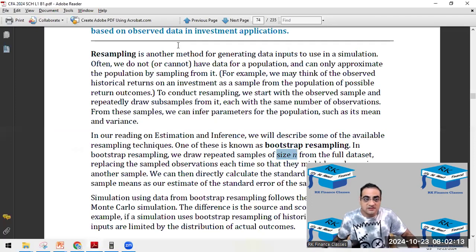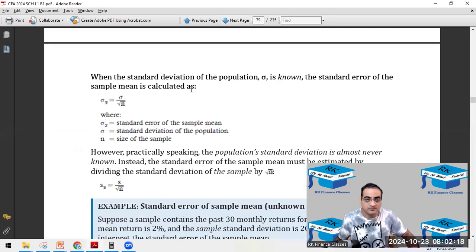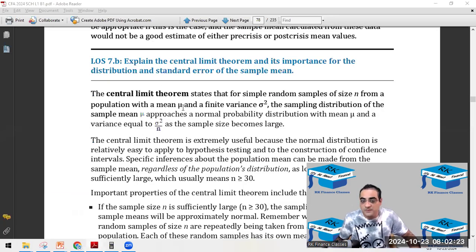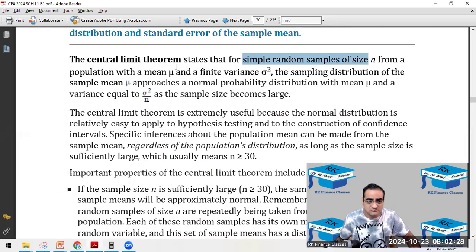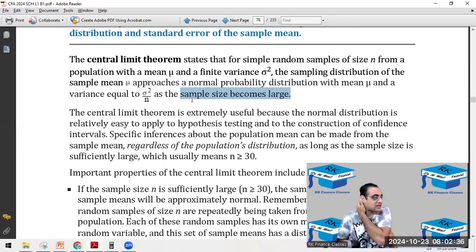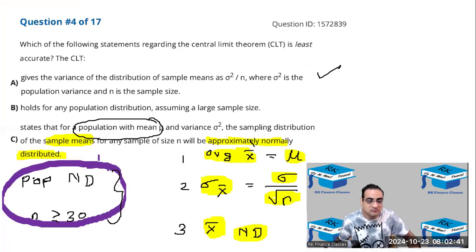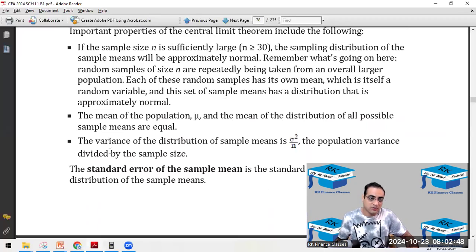Let's go and see where it was. So this was the central limit theorem. Bold maybe, yes, obviously can't miss it. So simple random samples of size n, and the sampling distribution will be normal, but here they mention as the sample size becomes large. They did not mention this in option C. In the third option they mentioned samples of any sample size, so that was a mistake in option C. And the two conclusions are like over here.